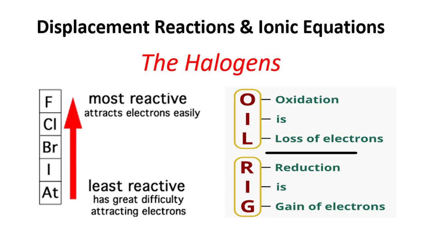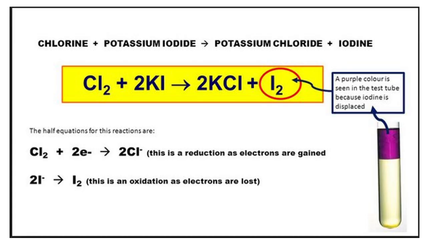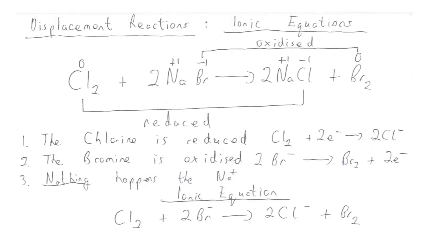Displacement reactions and ionic equations. I have to revise what we did with the halogens because this is all about redox reactions. Okay, so remember, in this case, the chlorine, it was reduced, it gained electrons, and then the iodine is oxidized, it lost electrons. Now, we did this in our previous video, so just look over it quickly again.